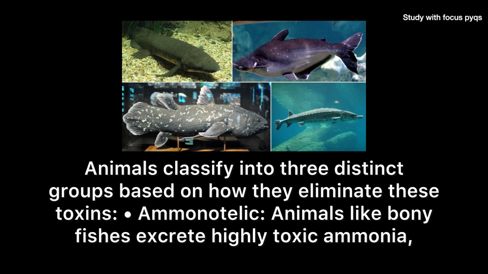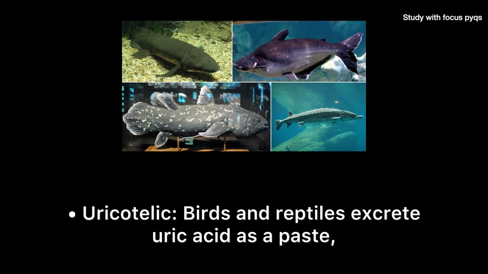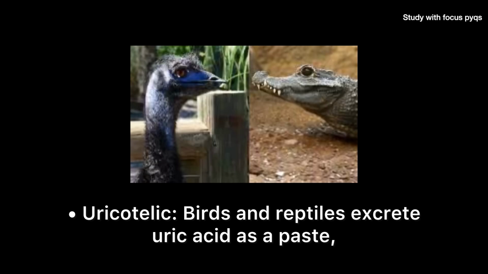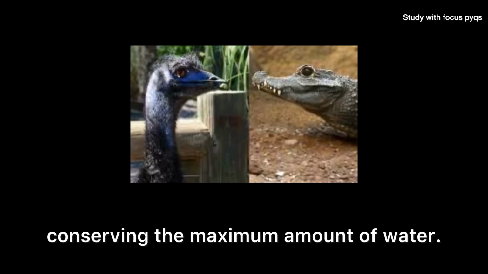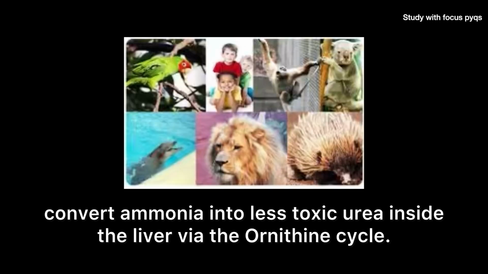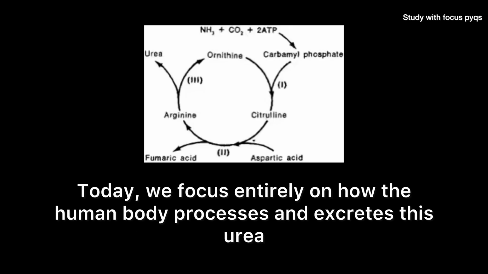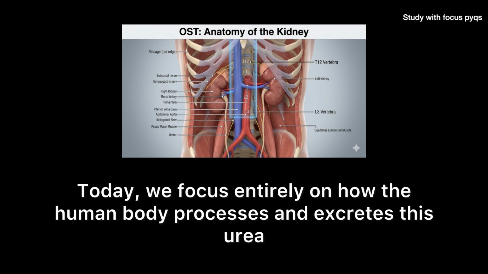Ammonotelic animals like bony fishes excrete highly toxic ammonia, requiring massive amounts of water. Uricotelic birds and reptiles excrete uric acid as a paste, conserving the maximum amount of water. Ureotelic mammals, including humans, convert ammonia into less toxic urea inside the liver via the ornithine cycle. Today, we focus entirely on how the human body processes and excretes this urea.